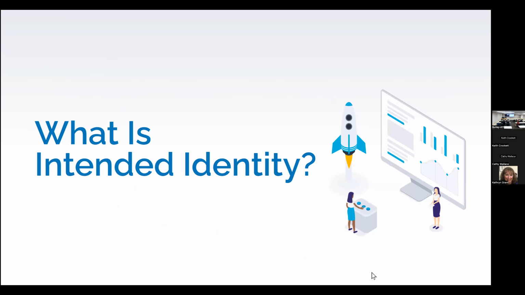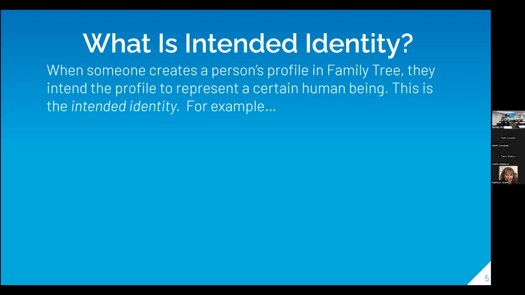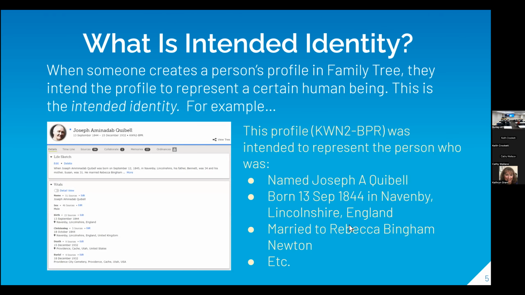So, what is intended identity? Very simply, when somebody creates a profile in Family Tree, they intend that profile to represent a certain human being. That's the intended identity. For example, here is a profile of Joseph Aminadab Quabell. As we look at this in the change log, and we'll get into that, we see that the profile was created for a man, a human named Joseph A. Quabell, who was born on this date in this location, married this woman, and so forth.